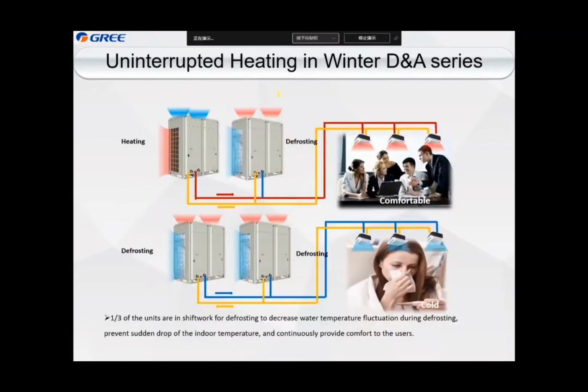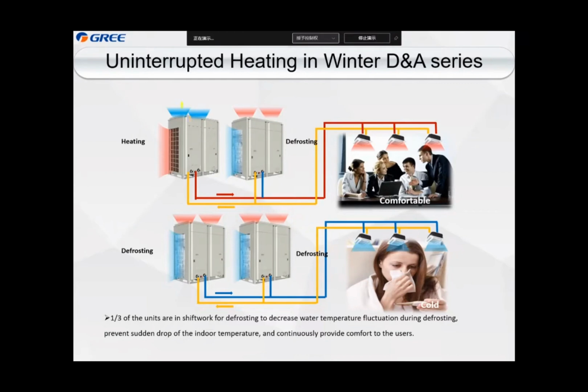Okay, next is uninterrupted heating in winter for D series and E series and A series. Because in one modular system we can maximum permit one third of the units in shift work for defrosting, one third of the units in one system to enter into the defrost mode. So we can ensure indoor unit temperature will not decrease too much, because we only have part.